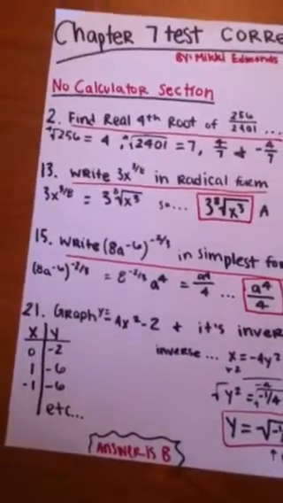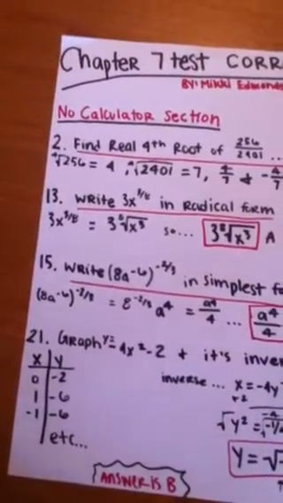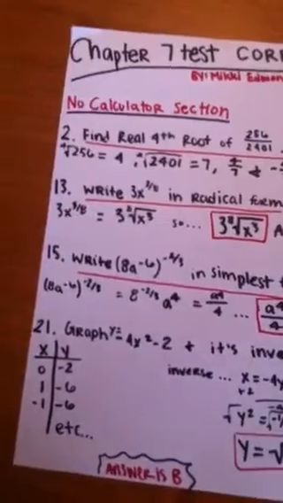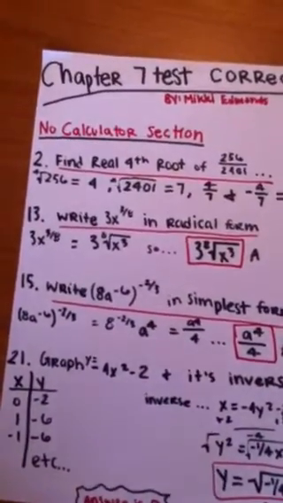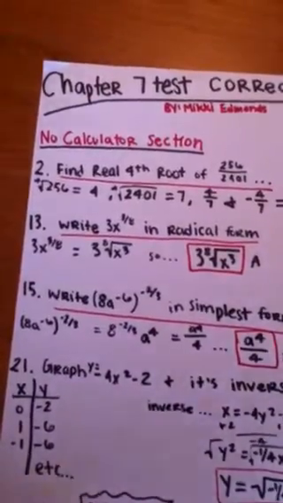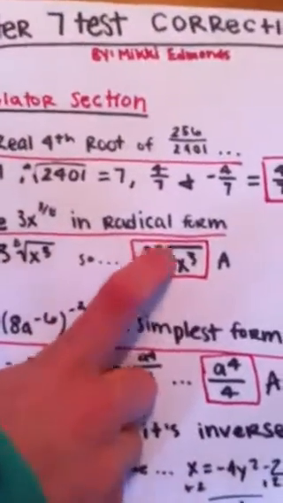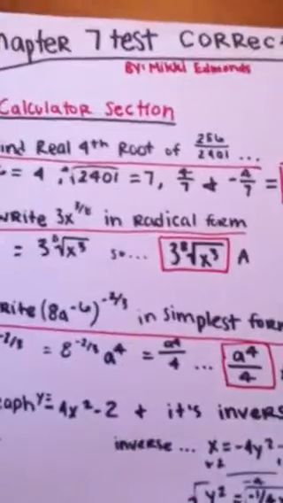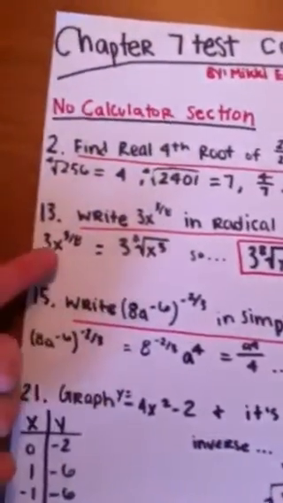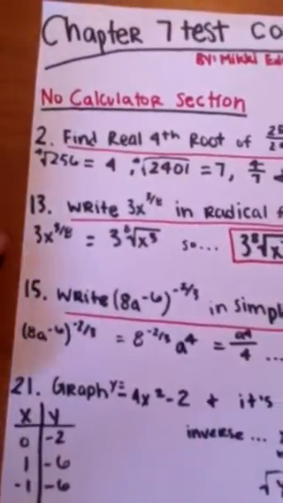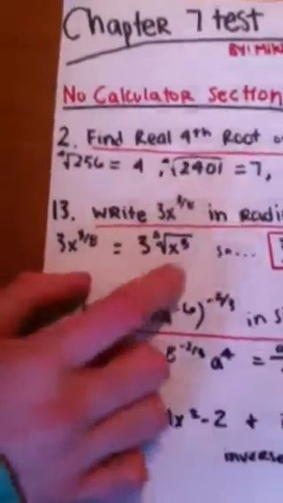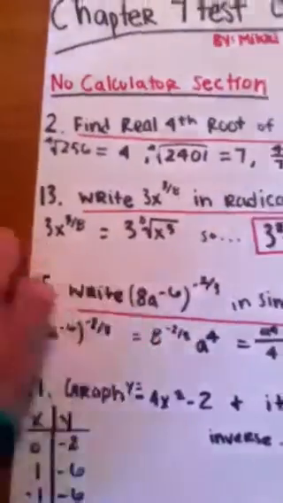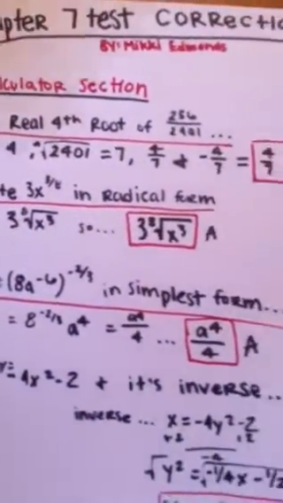The next problem is number 13, and I had to write the exponential form of the problem into radical form, and I accidentally put 3 into the radical as well, when it was x to the 3/8, not 3x, and so it would be 3 times the 8th root of x to the 3rd. So that is your answer, and that was letter A.